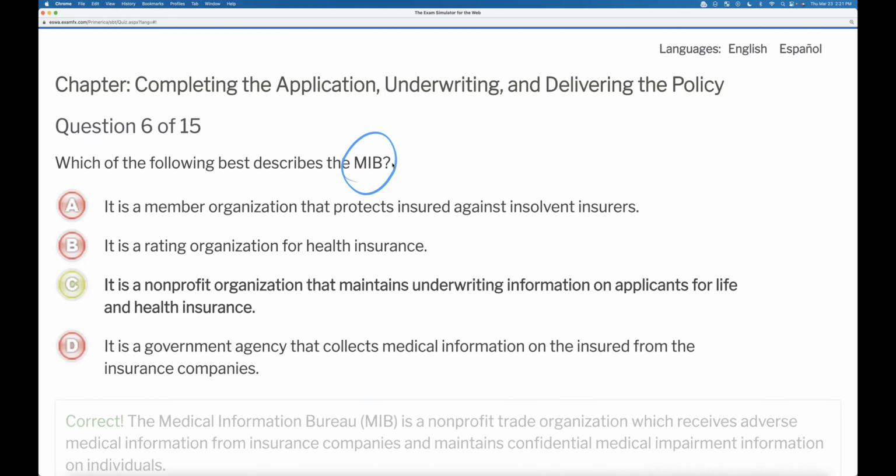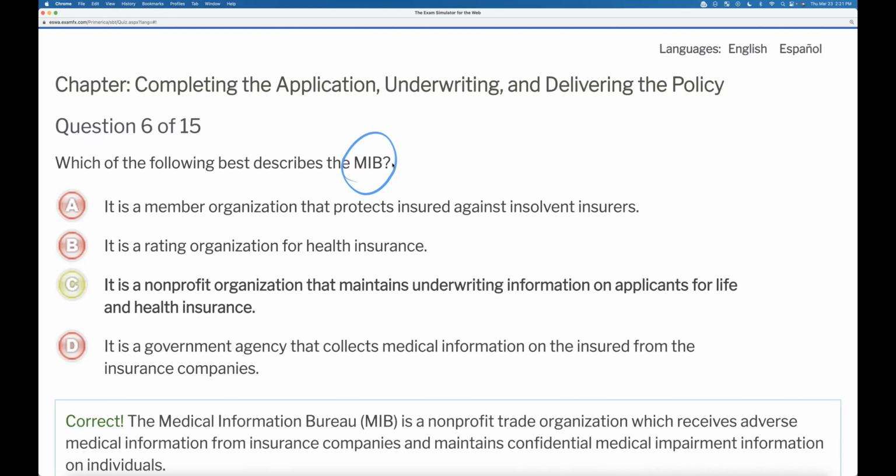I think it's C. Yep, it's C. It is a non-profit organization. So it's not a government agency, okay? And it protects and maintains underwriting information from applicants for life insurance and health insurance. It's basically a group of insurers.